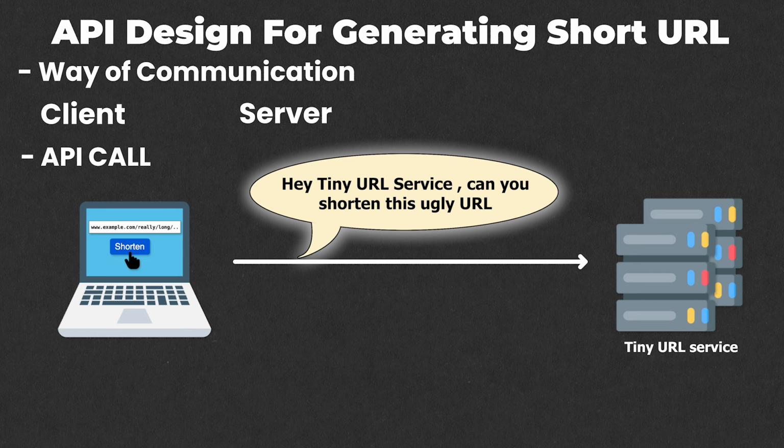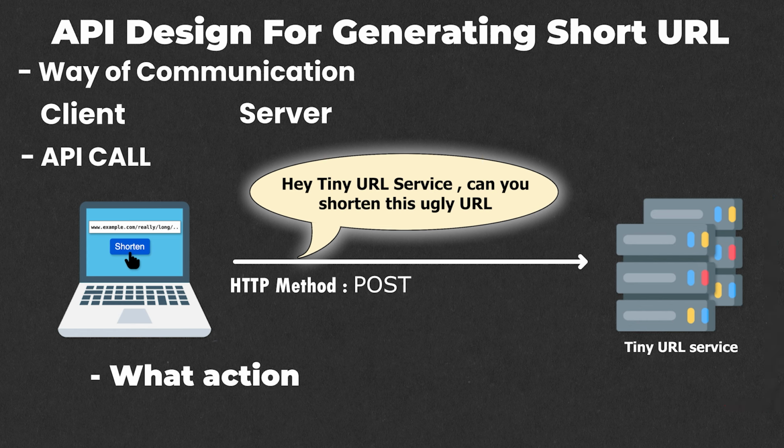Now if we dive deeper into the technical details of this communication, this is what is happening. We have the HTTP method as POST. What is an HTTP method? Simply, it's just telling the server what action it needs to do. So when we ask the server to shorten a URL, we are asking it to create a short URL for the long one that we give. Because we are asking the server to create something for us, we are using the POST action.